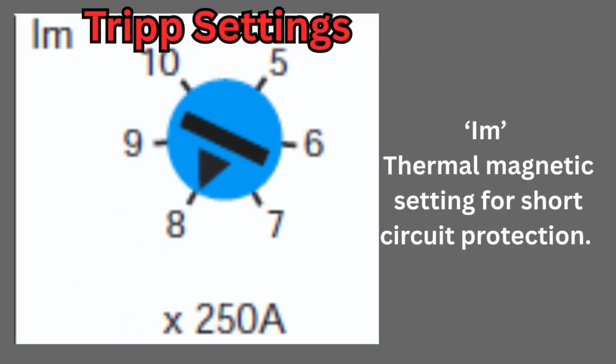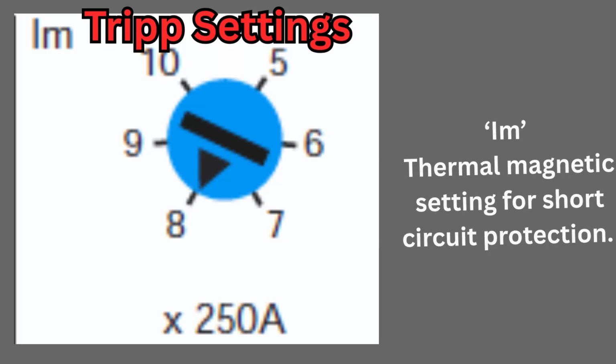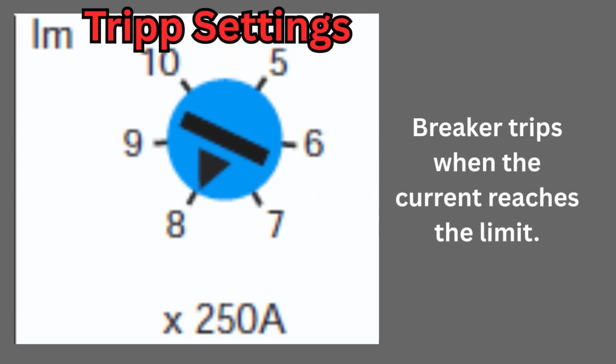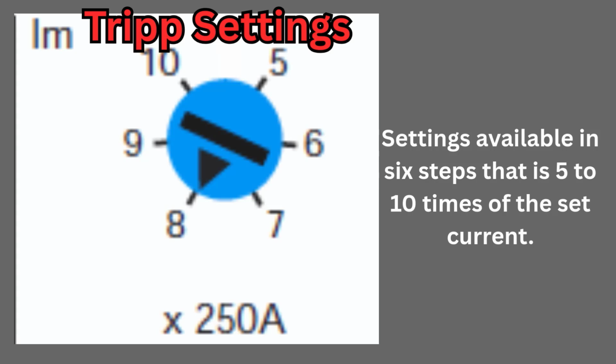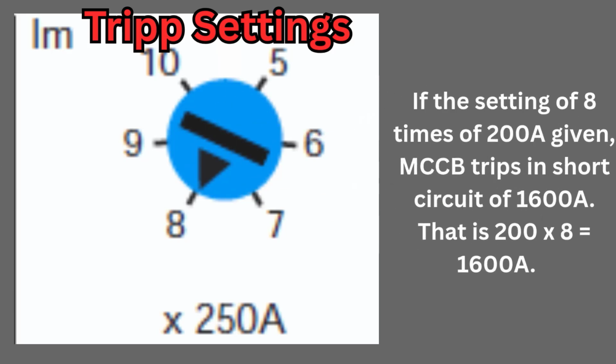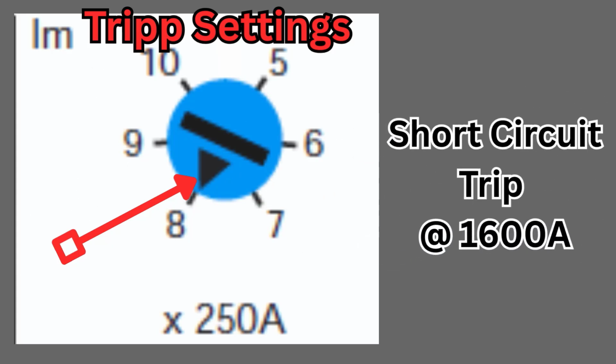IM, thermal magnetic setting for short circuit protection. The breaker trips when the current reaches the limit. Settings are available in 6 steps, that is, 5 to 10 times of the current. For example, if the setting of 8 times 200 amp is given, the MCCB trips in a short circuit of 1600 amp. That is, 200 times 8 equals 1600 amp.